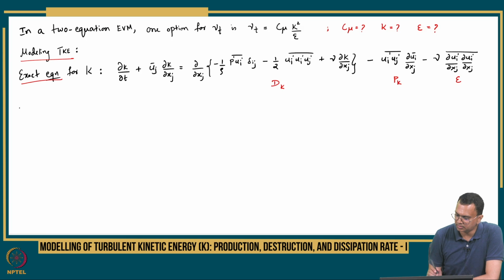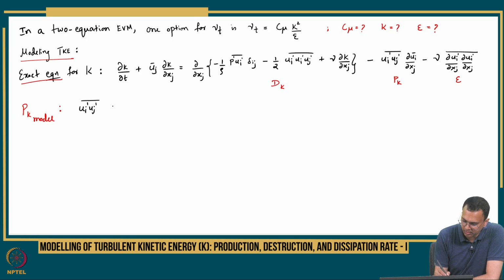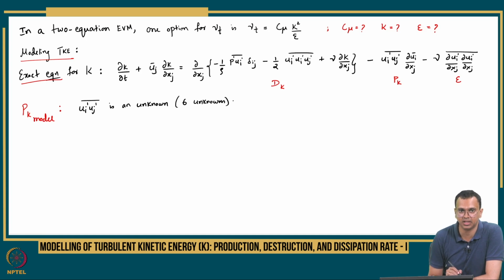Okay. So for modeling, I will take up first the production rate. How do I model? So we call it, let's say, Pk model, the model term. The exact term is available, which is Pk exact, right, which is minus ui prime uj prime over bar dou ui bar by dou xj. The mean strain I don't have to model, that is available. The Reynolds stresses we need to find a way to handle. So Pk exact is known. What should I do for Reynolds stresses? ui prime uj prime over bar is an unknown. There are 6 unknowns. Okay, so what is the modeling idea here? How do I close this particular term?